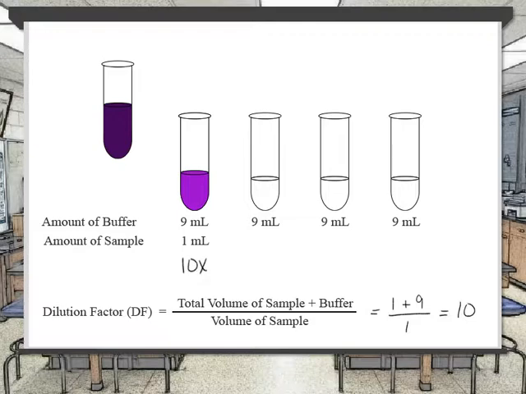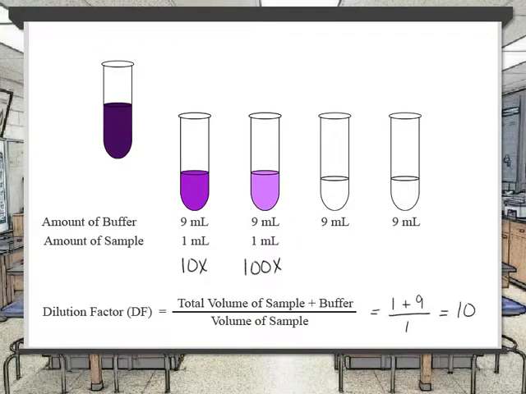If we look at our second tube, we would take 1 milliliter from the 10x dilution and move it to the next tube. In this case, we would dilute that 10 more times, so we would have 10 times 10, which is going to give us a dilution factor of 100x.